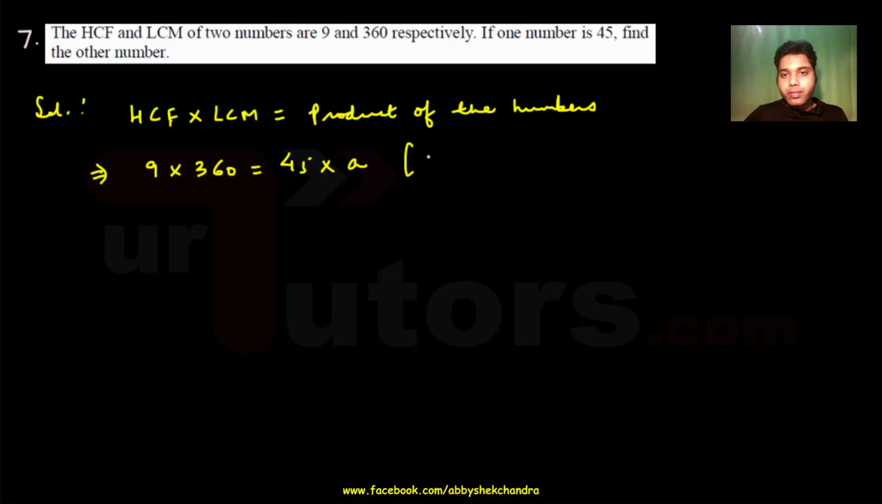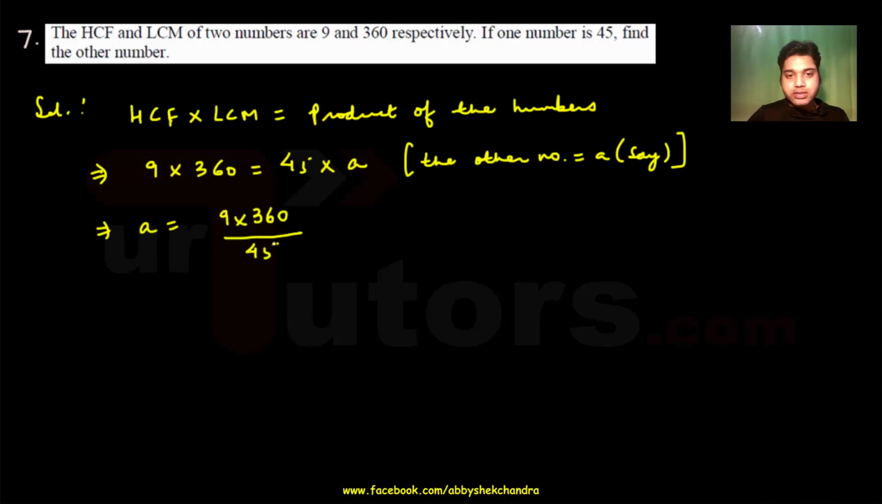Let's call the other, unknown number A. What will be A now? A will be 9 into 360 over 45. This 45 goes down there, so 5 goes into 45 nine times, and A equal to 72, which is the answer.